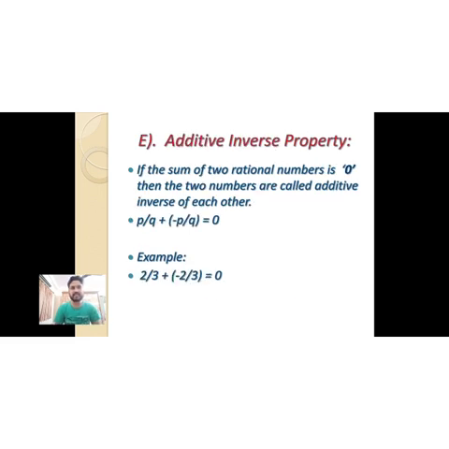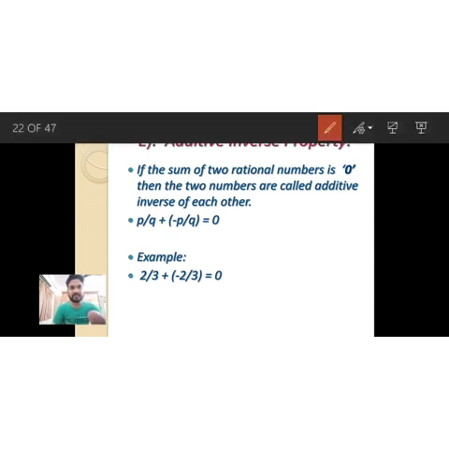Now the additive inverse property. Additive inverse property means, if the sum of any two rational numbers is 0, then the two numbers are called additive inverses of each other, meaning they are just opposite to each other. See the formula: p by q plus minus p by q, we get the final answer 0. Here we have an example: 2 upon 3 plus in bracket minus 2 upon 3, the final answer is 0.